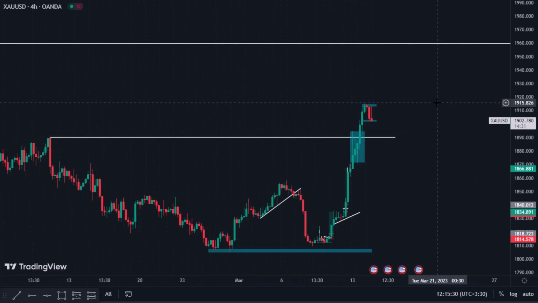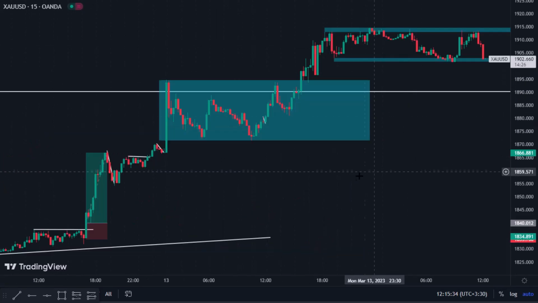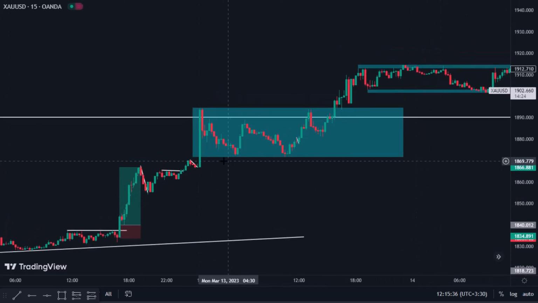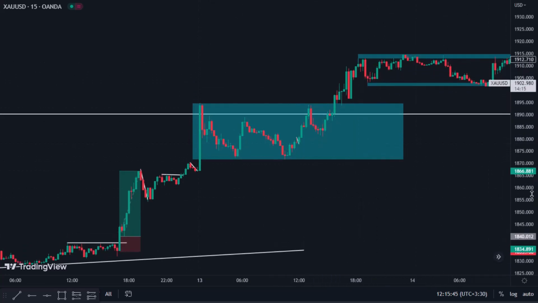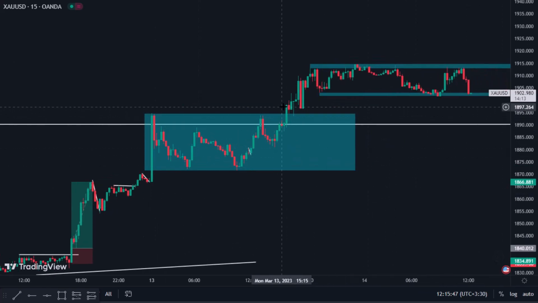In the lower time frames, in the 15-minute time frame, I told you that we are in this box. If we can go out of this, we can go to the upside, or if we break from downside, we can go to the downside, which it did break from here and started going up.